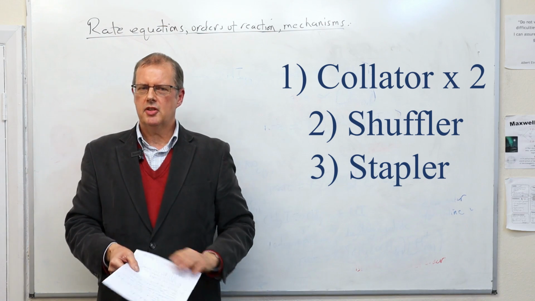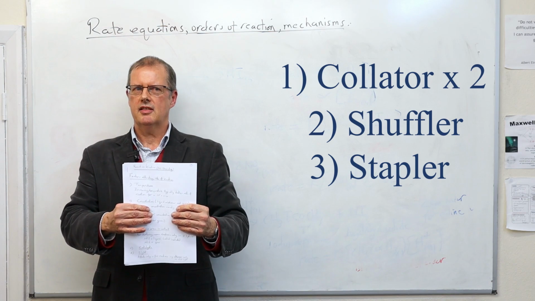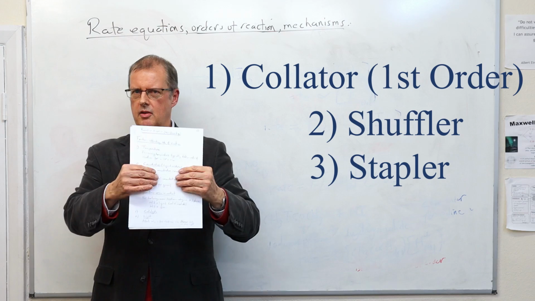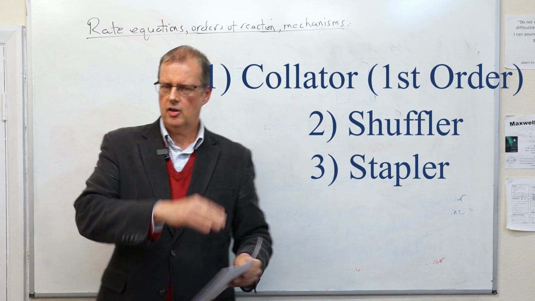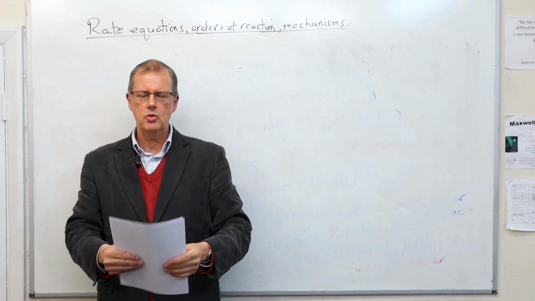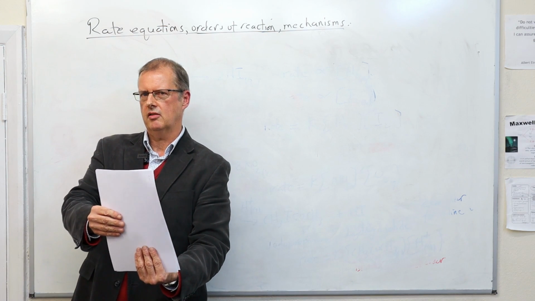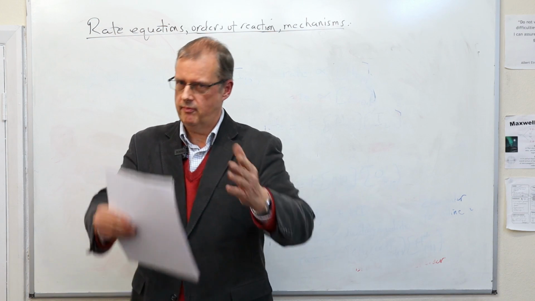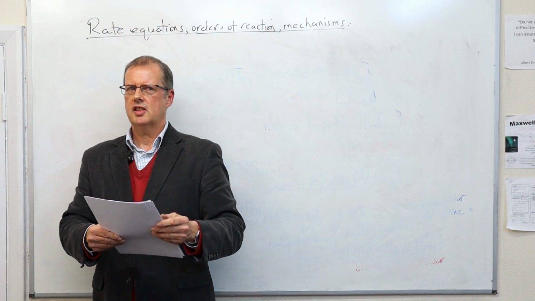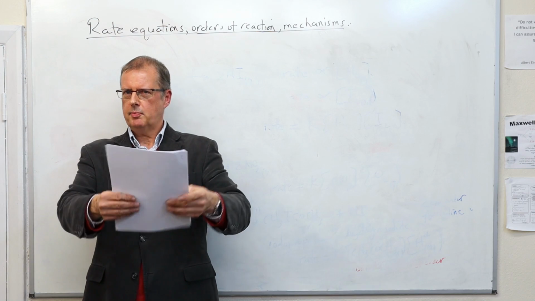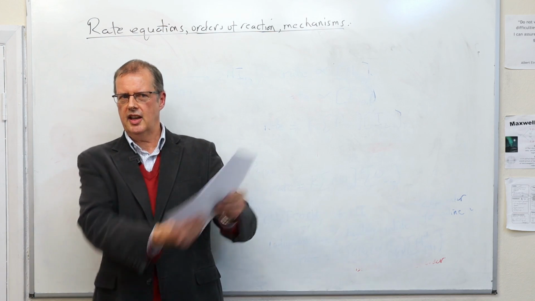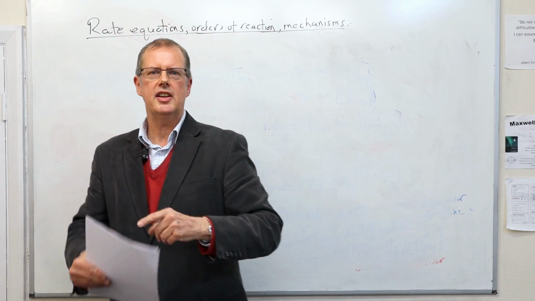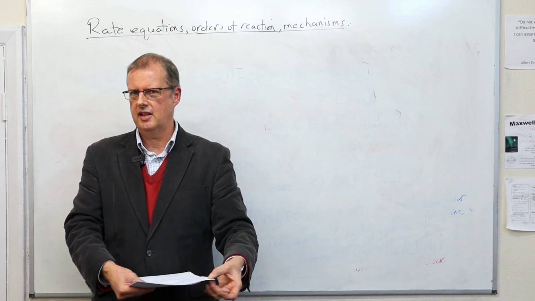In that model, you could say that the paper collector was first order. 2 of them, it goes twice as quick. 3 of them, it goes 3 times as quick. So the question I then ask is, if I have 2 shufflers making a tidy pile, will that speed up the rate of the reaction or production of the booklet? And the answer is no, because this person's job only takes a second. I shuffle it and hand it to the stapler. So having 2 shufflers makes no difference. Having 2 staplers, will that make any difference?